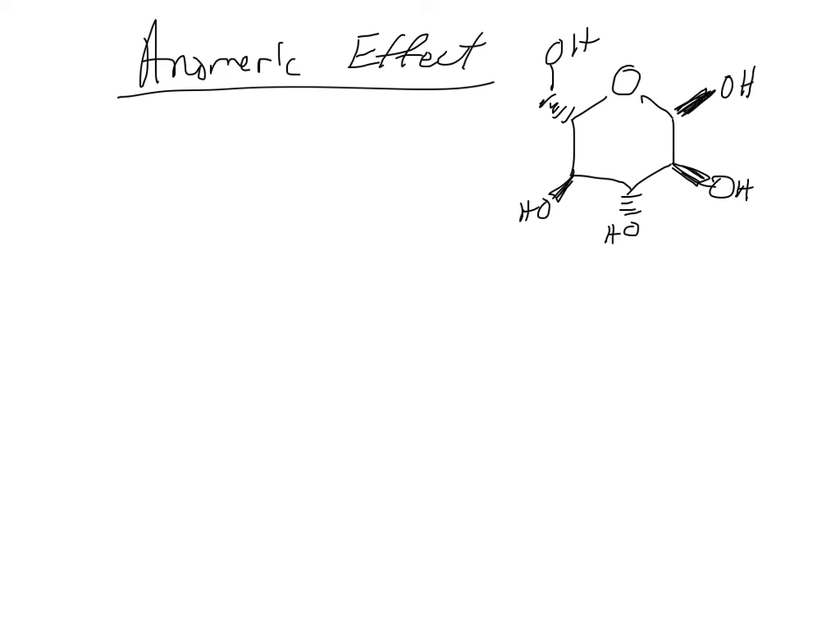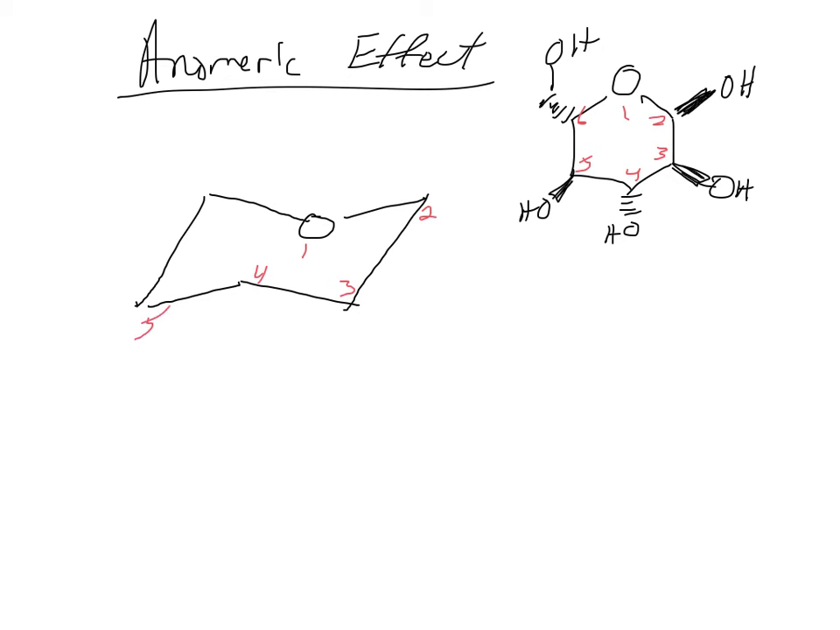Number of carbons are in oxygen: 2, 3, 4, 5, 6. Let's put this into a six-membered ring. Let's make it nice and big. I'll put my oxygen here. Let's see, 1, 2, 3, 5, 6.